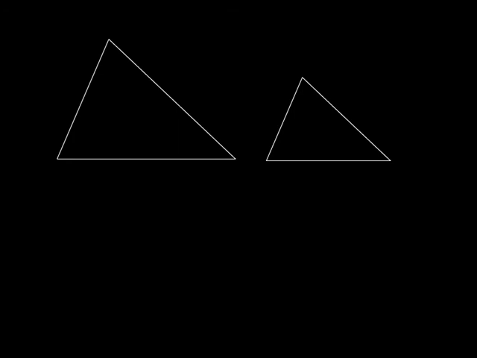So let's label this. Let's change colors here. Let's label it, and we'll call it F, G, and H right there. And we'll call the other one J, K, and L. We'll call this J, we'll call this one K, and we'll call this one L.